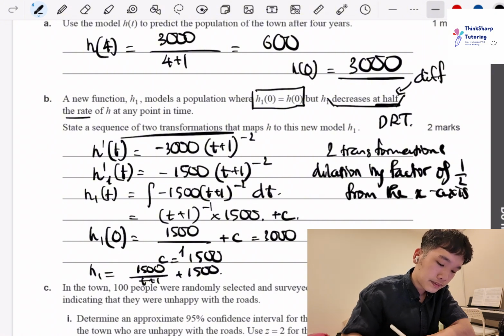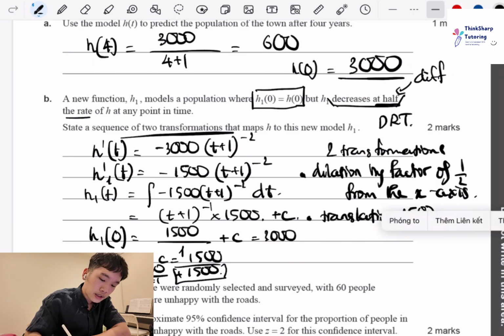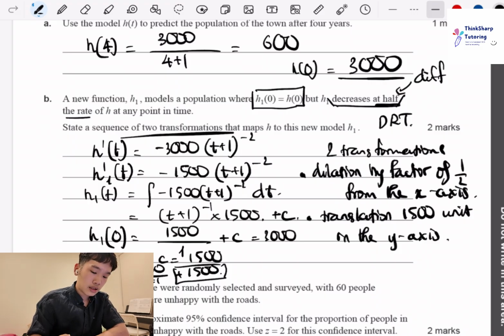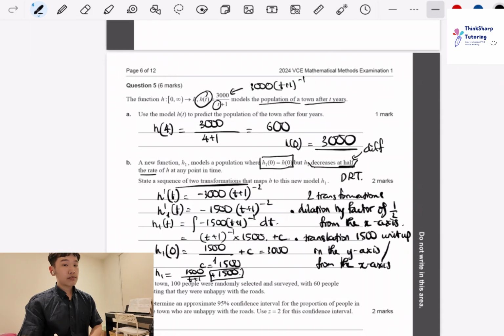All right. And then we have a translation, right? So translation 1500 units in the y-axis. You can say in the y-axis, or you can say from the x-axis, or you can indicate the direction. So 1500 units up. That'll be easier for the examiner to see that you're conveying the right information. Right. Okay.